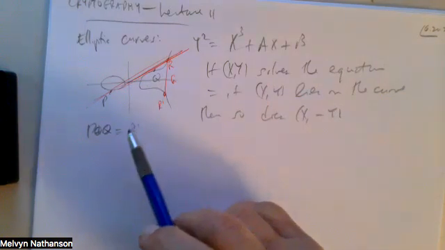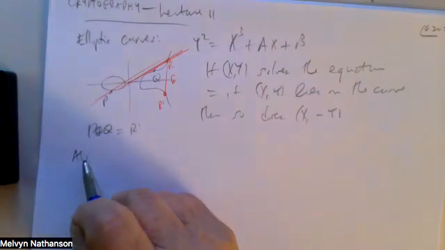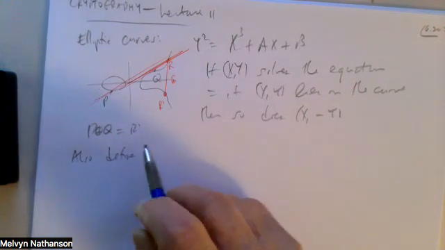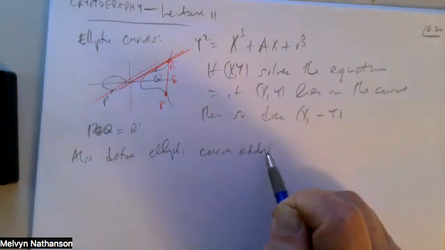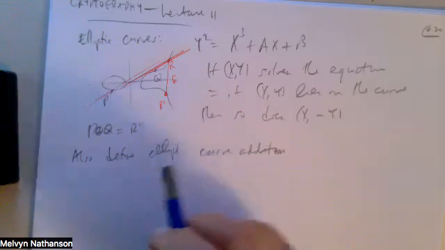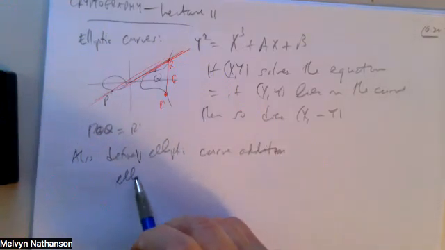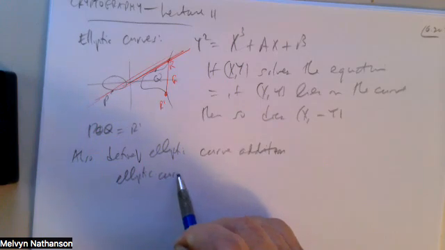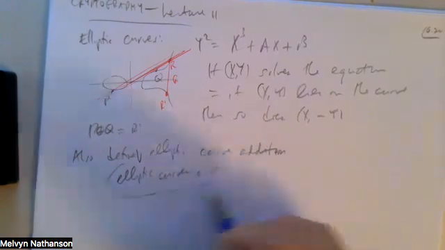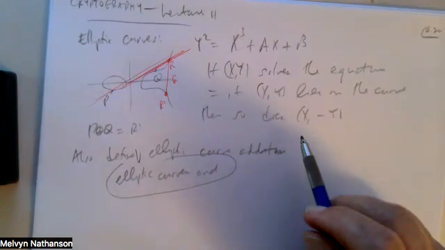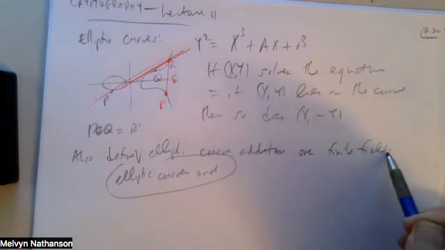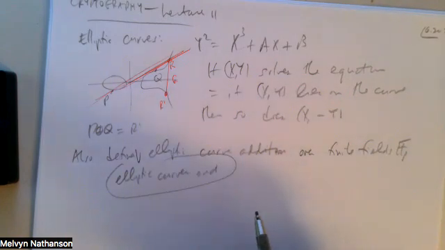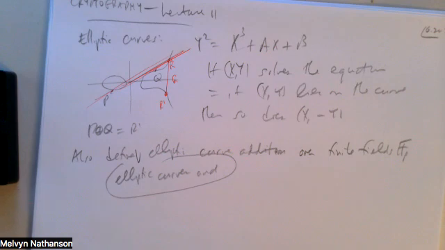And we looked at this over the real numbers, but we can also define elliptic curve addition. I should also say we can define elliptic curves in general, and addition on elliptic curves, over finite fields, F_p. So let me see if I can find an example.